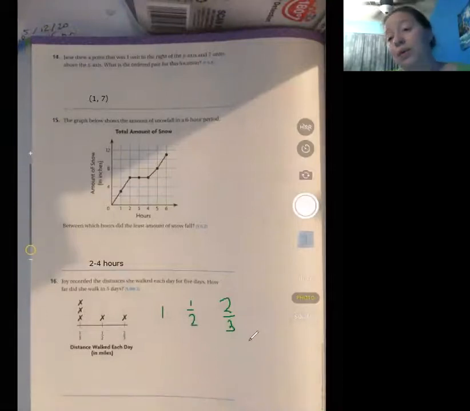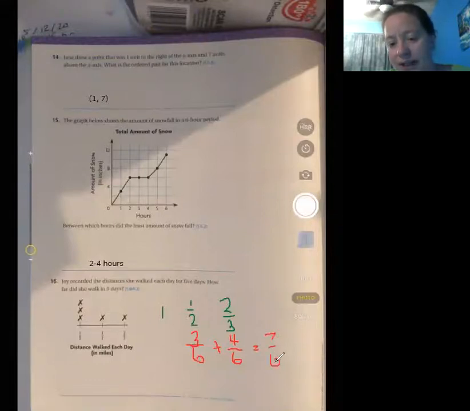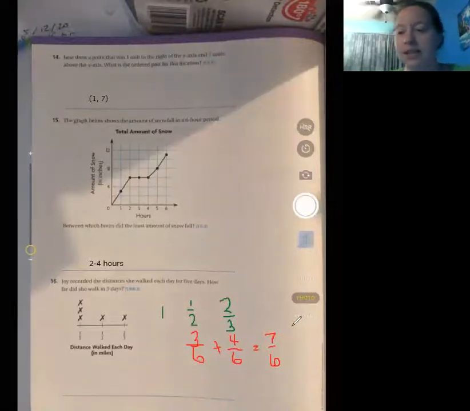2 and 3 have nothing in common with each other, so we're going to have to multiply them by each other. 2 times 3 will give us a 6. 1 times 3 will give us 3, because remember, whatever we do to the bottom, we have to do to the top. 3 times 2 will give us 6. 2 times 2 will give us 4, because whatever we do to the bottom, we have to do to the top. So 3 plus 4 will give us 7 over 6. Now, the problem here is 7 over 6 is an improper fraction. Can't leave it that way. I have to divide it out.